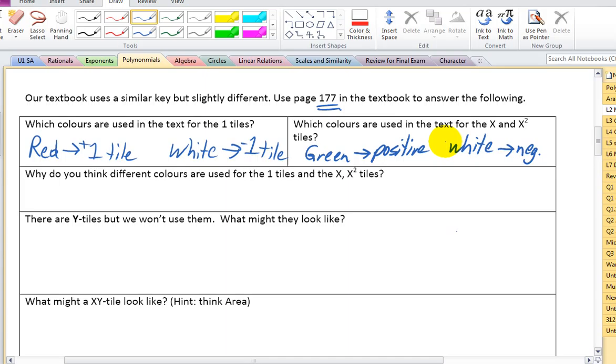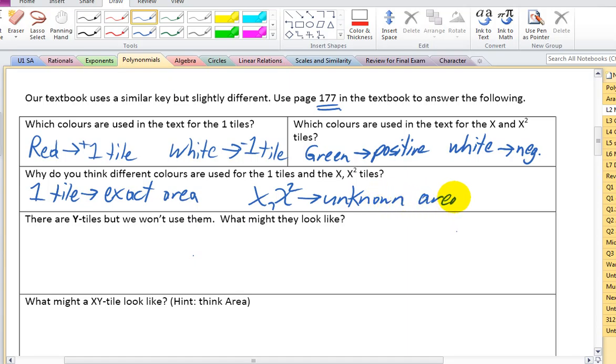And what about the one tile? It's a number. You know its area, right? So the one tile, that's an exact area, whereas the x and the x squared, that's an unknown area. I'm never going to test that. The only reason I bring that up is just so that you can have your curiosity satisfied. So if you're wondering why, well, that's kind of why. Is it a big deal? No, you don't really need to worry about that too much.